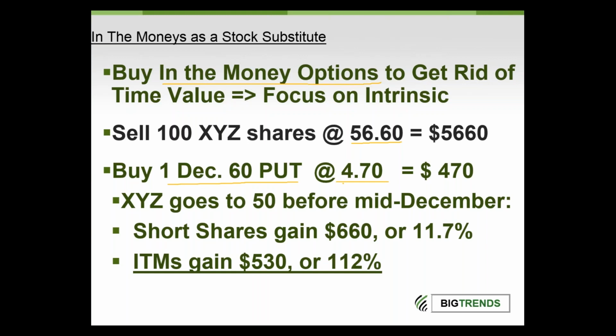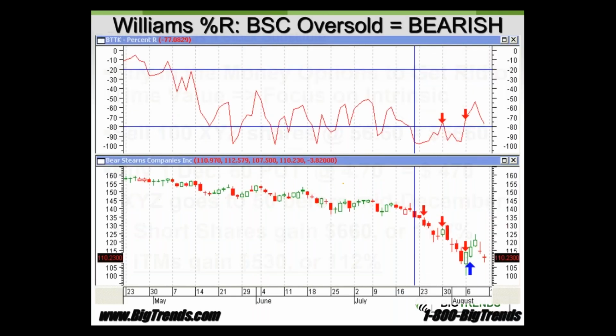Now, I personally like to trade them sometimes when we get into a strong trend, because the at the monies can go in the money very quickly when you catch the trend right. You can see, of course, the leverage if the stock does go to 50 before the expiration in December. In this example, the short shares are gaining a little under 12%. The in the money put options at 50, the 60 put has to be worth 10 against the 470 you paid for it. That means a $530 gross profit before commissions, 112% gross gain. So, that's something to keep in mind.